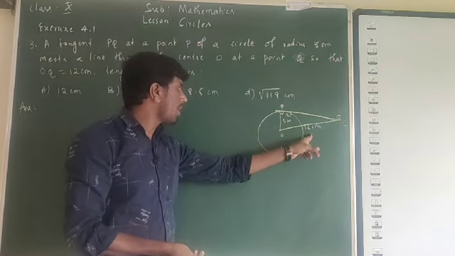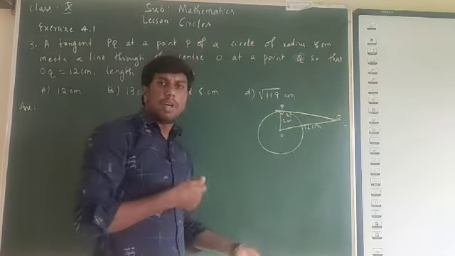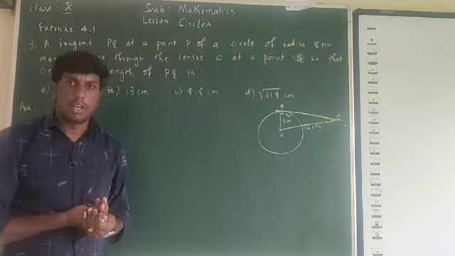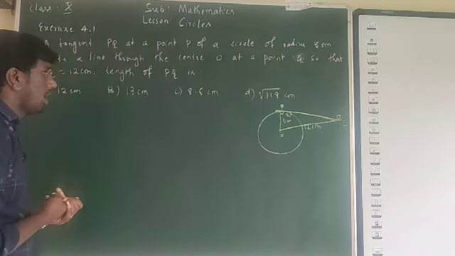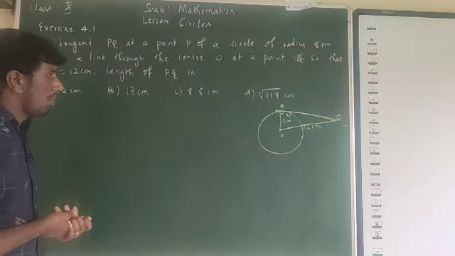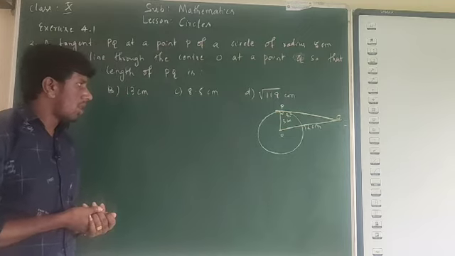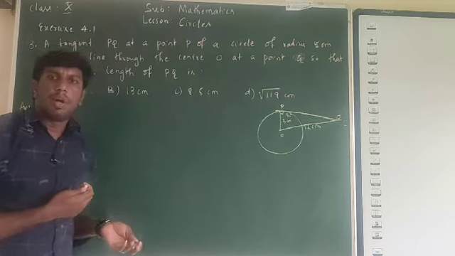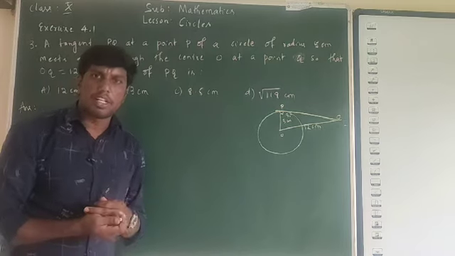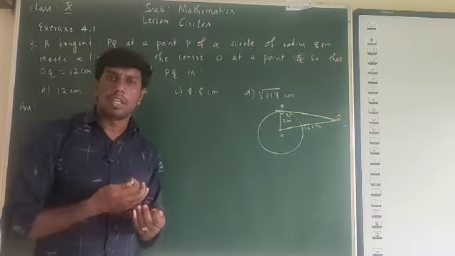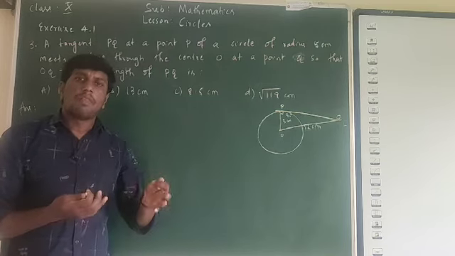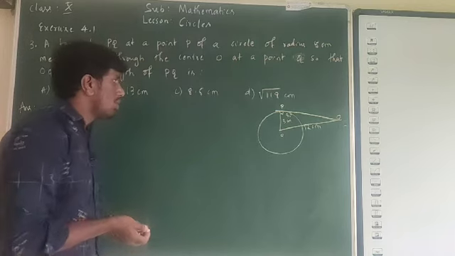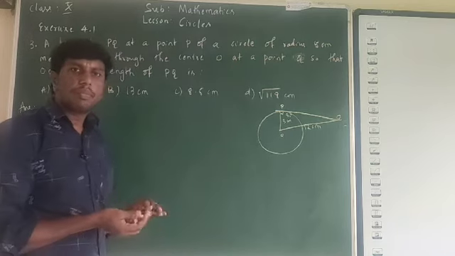They have given the two sides. I need to find one more side. By using the Pythagoras theorem, I can find the other side. Before that, I should find which is the hypotenuse side, because the Pythagoras theorem states that the square of the hypotenuse side is equal to the sum of the squares of the other two sides, that is, base and perpendicular. So we need to find the hypotenuse side.